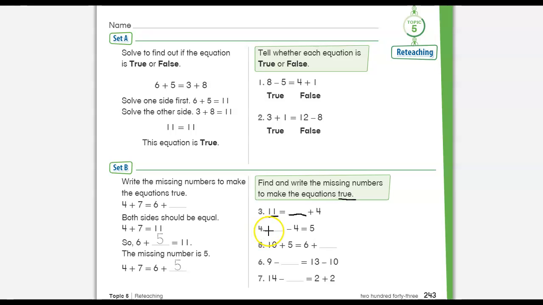On number 4, it says blank minus 4 equals 5. So we know that this side is equal to 5. So this side must equal 5 also. So what number minus 4 would equal 5? For this one, it might be a little bit easier if you use addition to help you subtract. So if you want to know what that total number would be, you can also add 5 plus 4 and get your missing number that way.